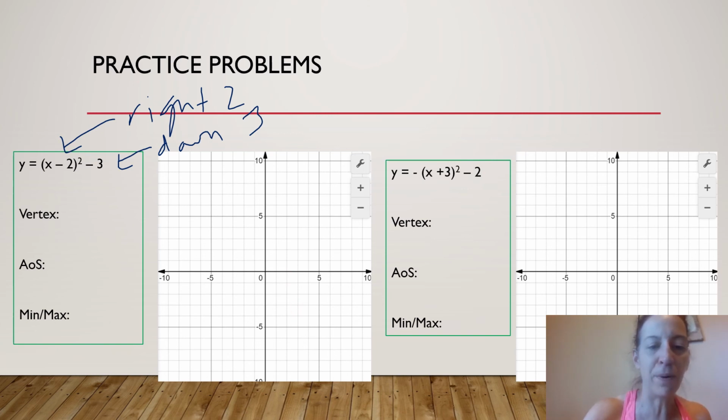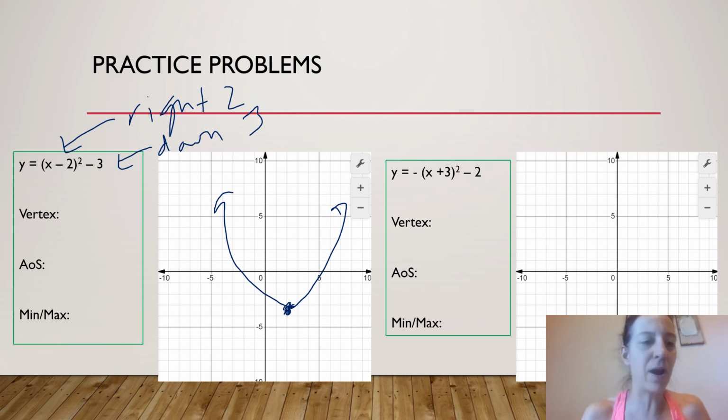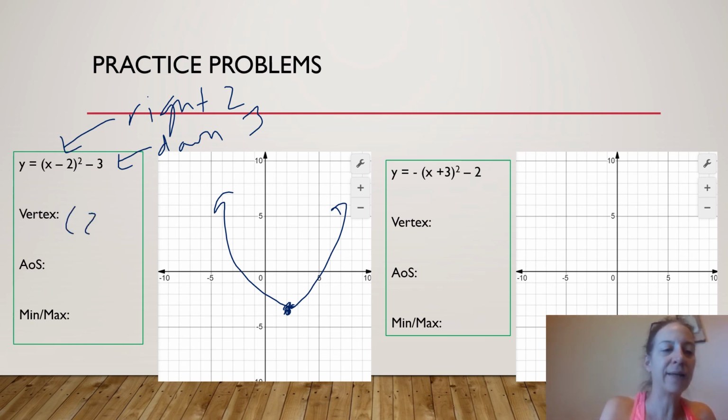There's no flip on that. So right 2, down 3, right about there. And just so we can be really clear about where that vertex is. Okay, vertex is right there. So right 2, down 3. So the vertex is at (2, -3).